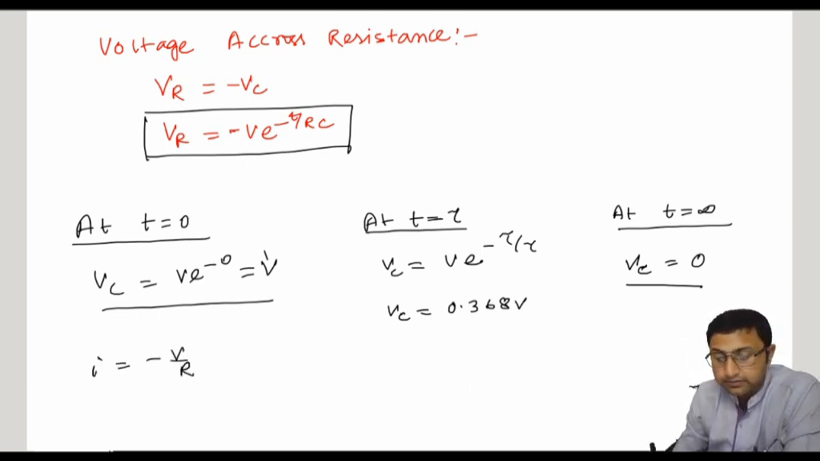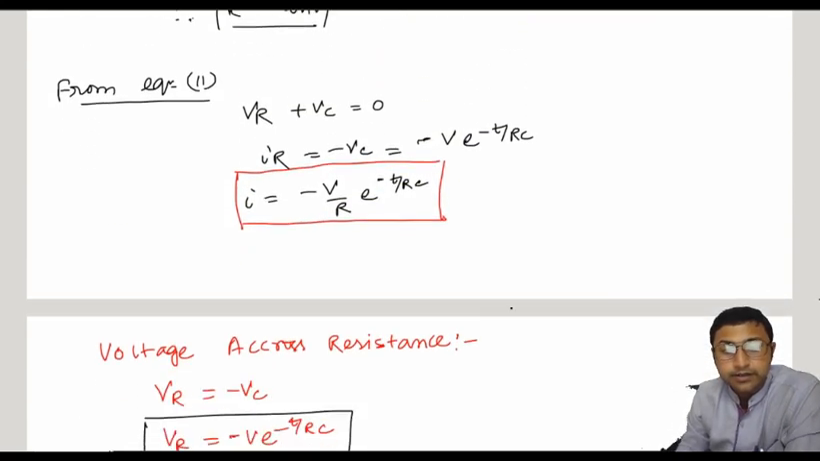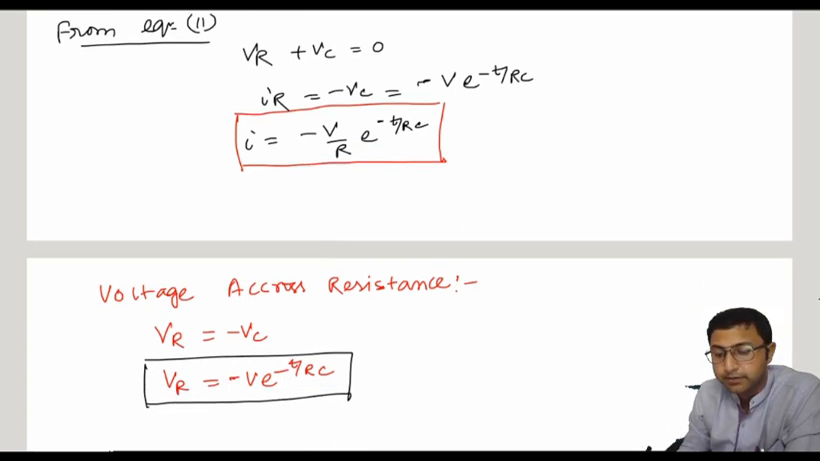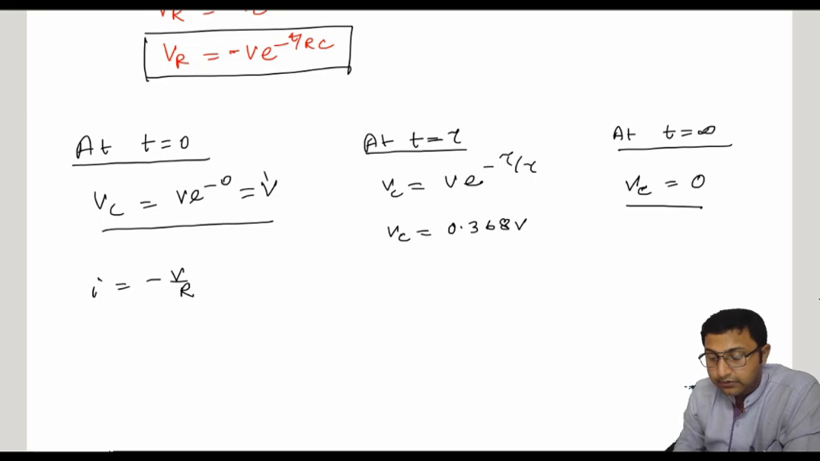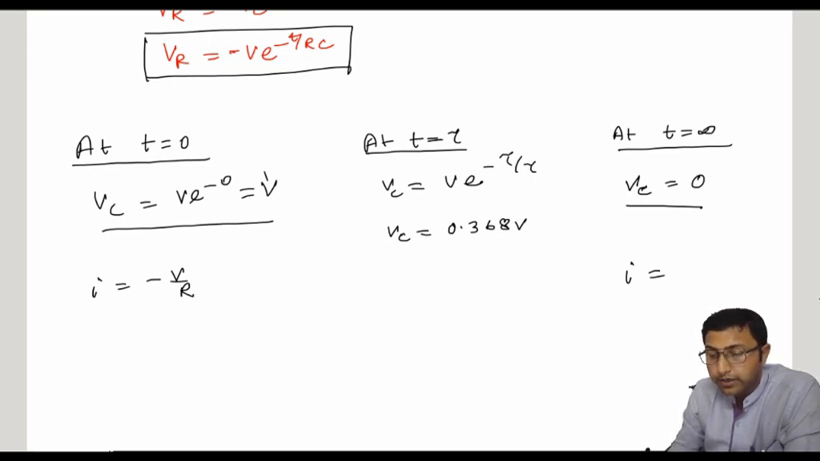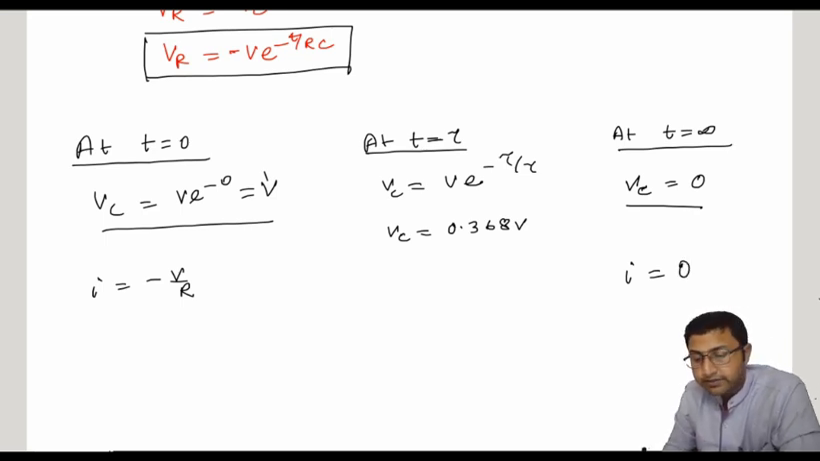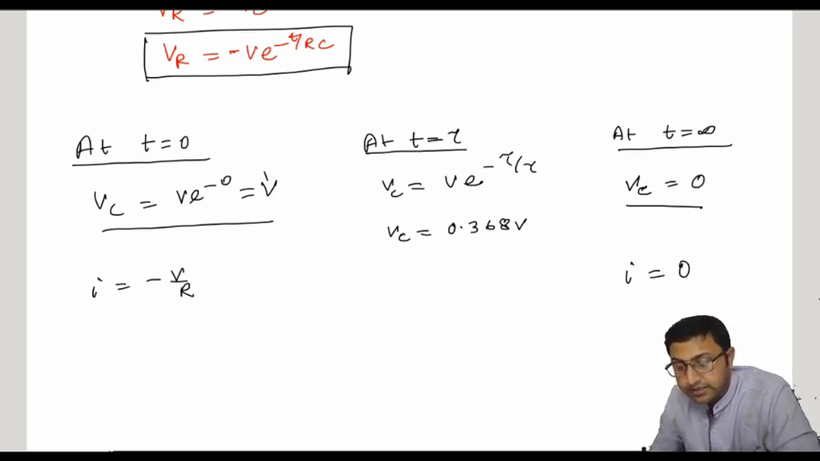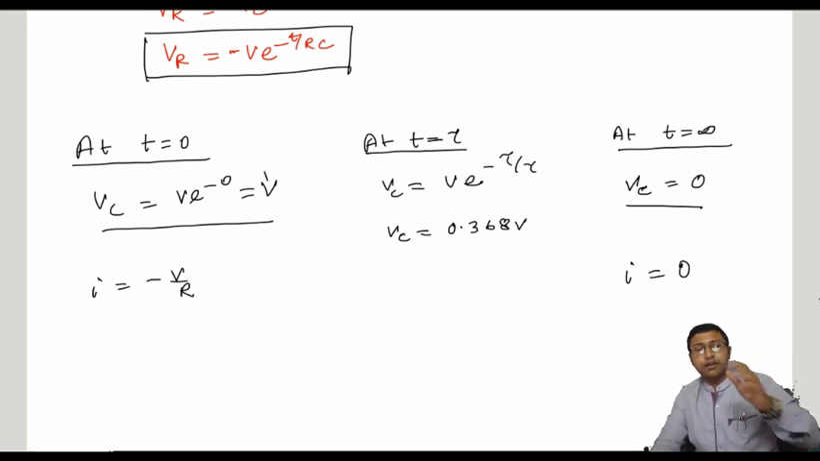V by R. If I put the expression of current, minus V by R e to the power minus t by RC, and put t equal to 0, that is basically minus V by R. So at t equal to infinity, the current is minus V by R into 1 by e to the power infinity, that means e to the power minus infinity is 0, so I equal to 0.